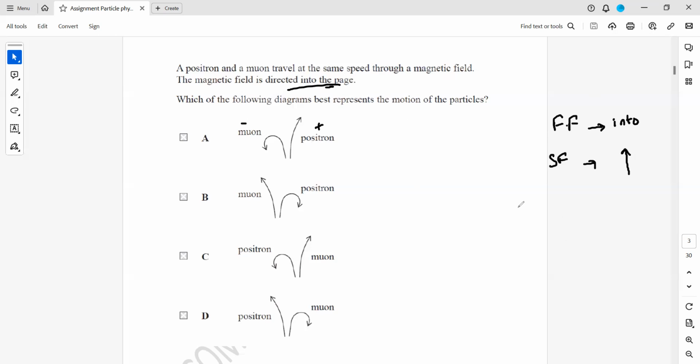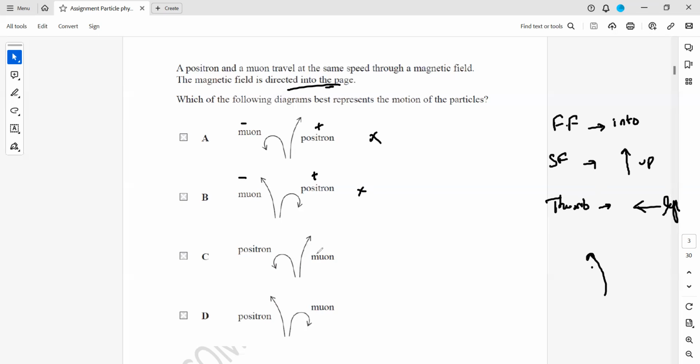So when we apply it, the index finger is pointing into the screen and the second finger is pointing up. Your thumb is pointing towards the left hand side. The thumb shows the direction of the deflection, so the positive particle should go left. Why are A and B totally wrong? Because the positive particle is deflected towards the right. So we are left with C and D, because in both cases the positive particle is moving towards the left.